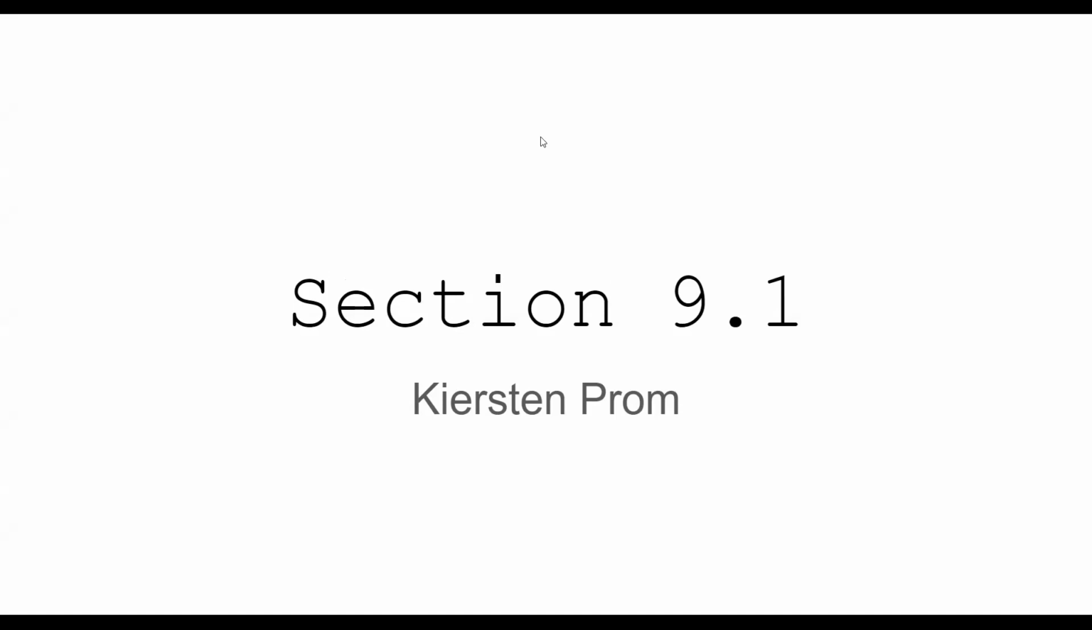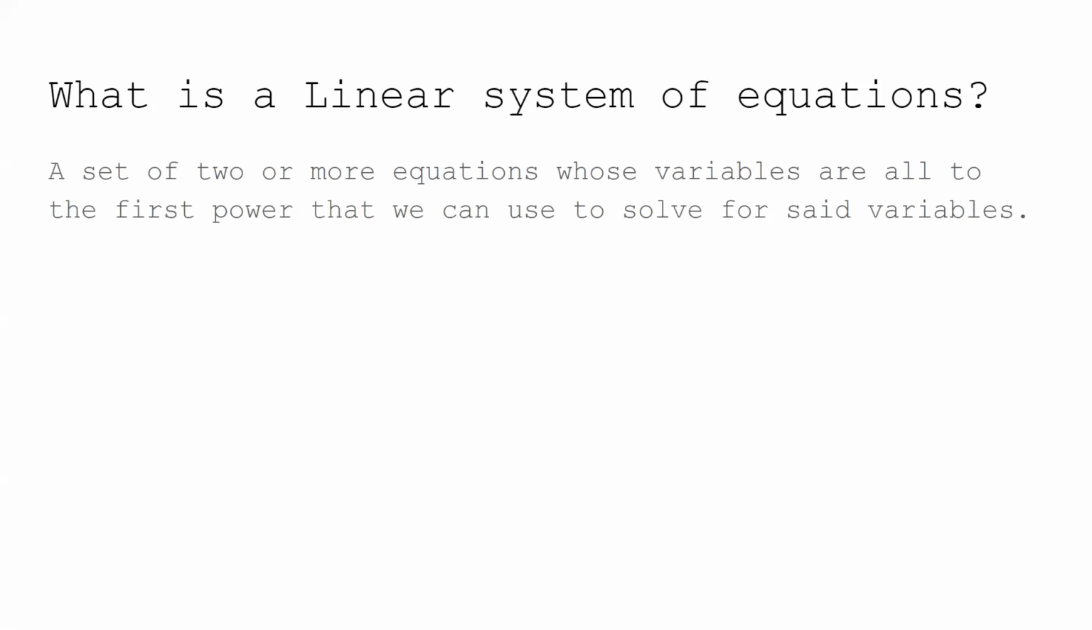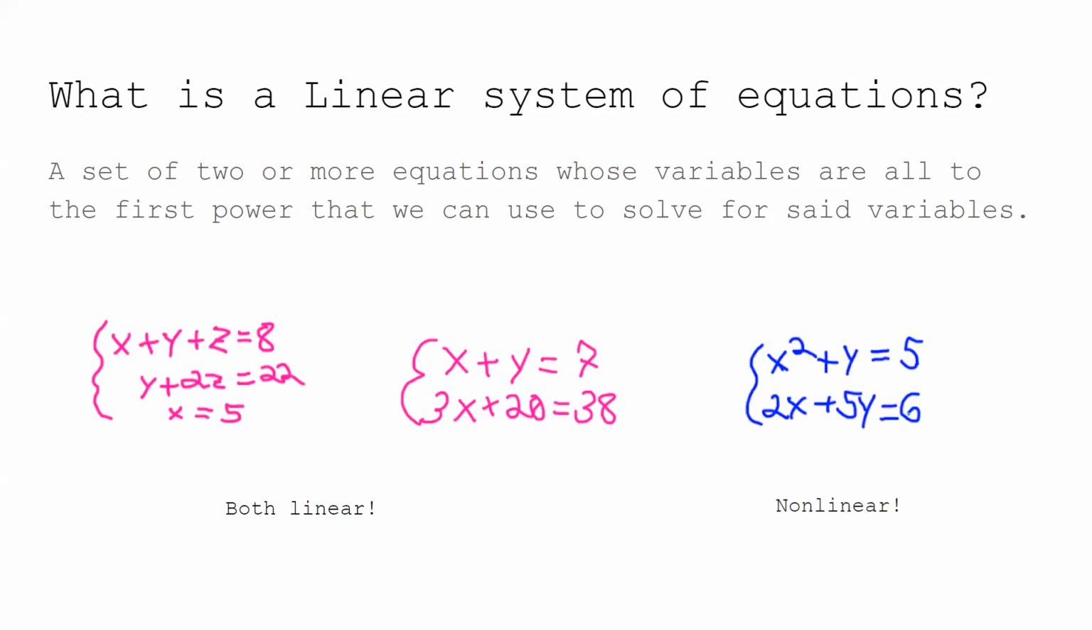So section 9.1, which is linear and nonlinear systems of equations. So what is a linear equation? It is a set of two or more equations whose variables are all to the first power and that we can use to solve for said variables. The one on the left and the one in the middle are both examples of linear systems of equations, even though the one on the left has 3 variables and the one in the middle only has 2. The one on the right is not linear, it's nonlinear, because the first equation has an x to the second power.